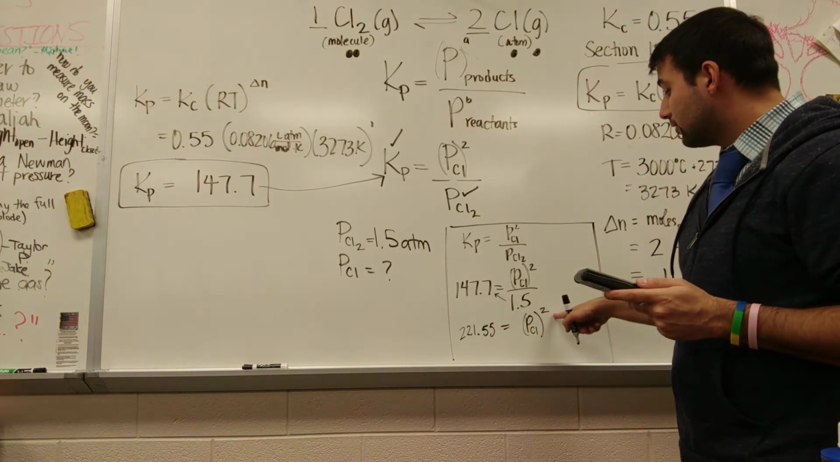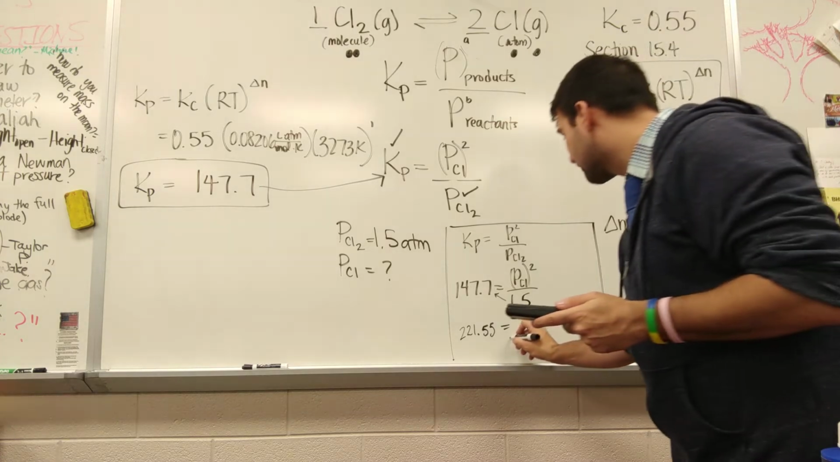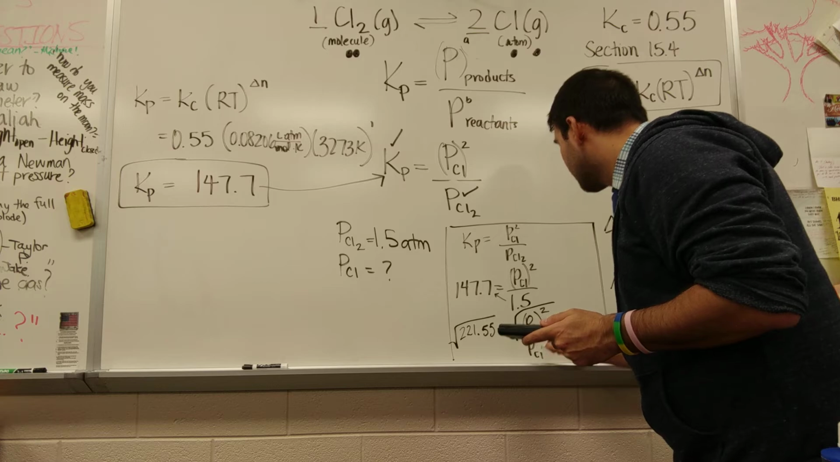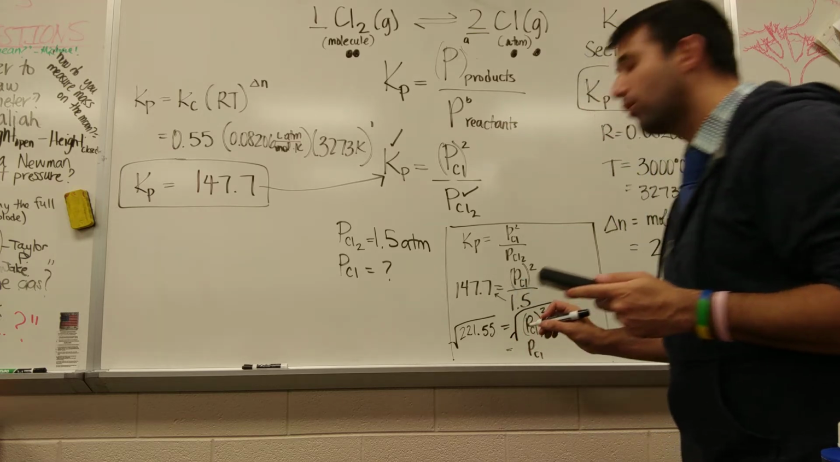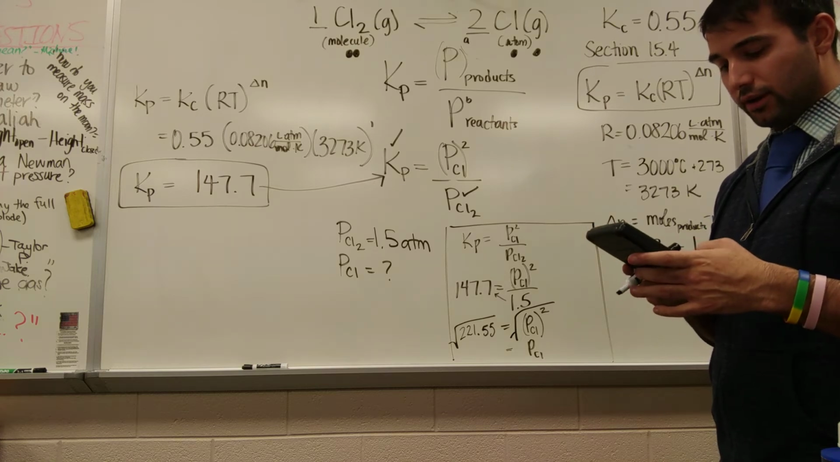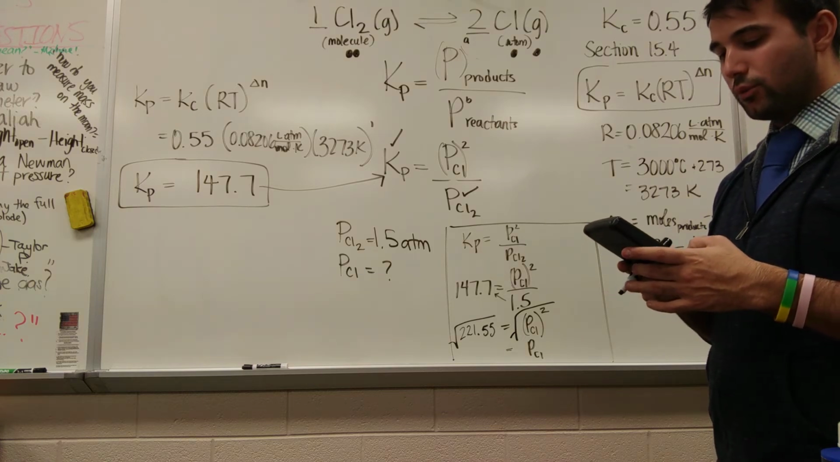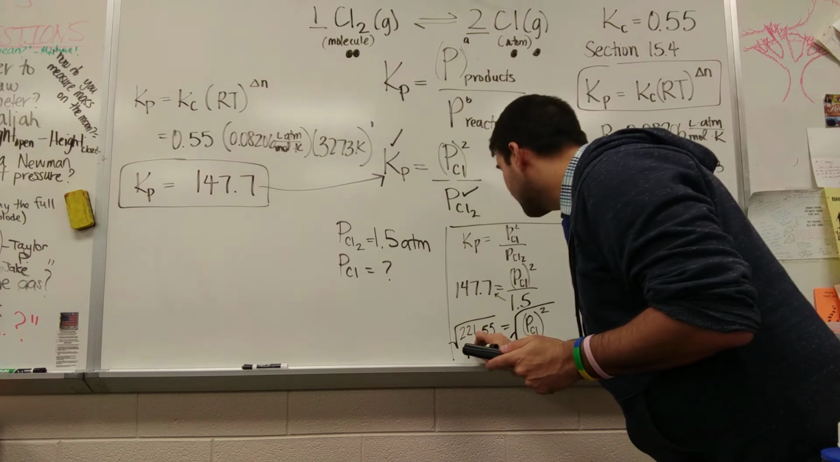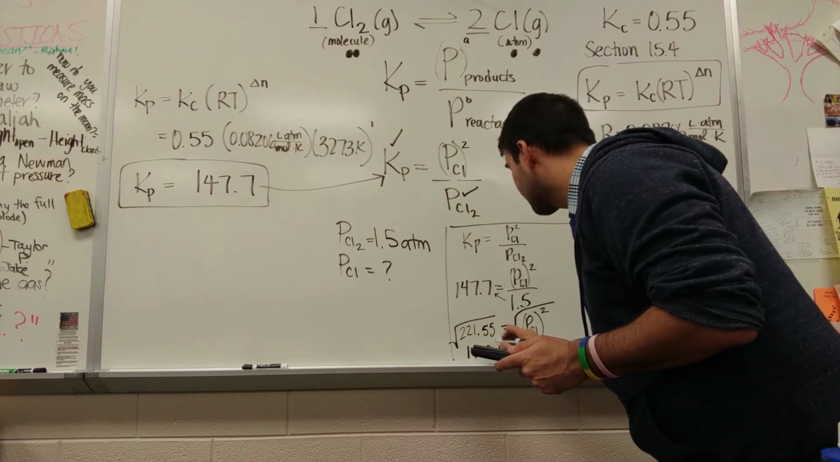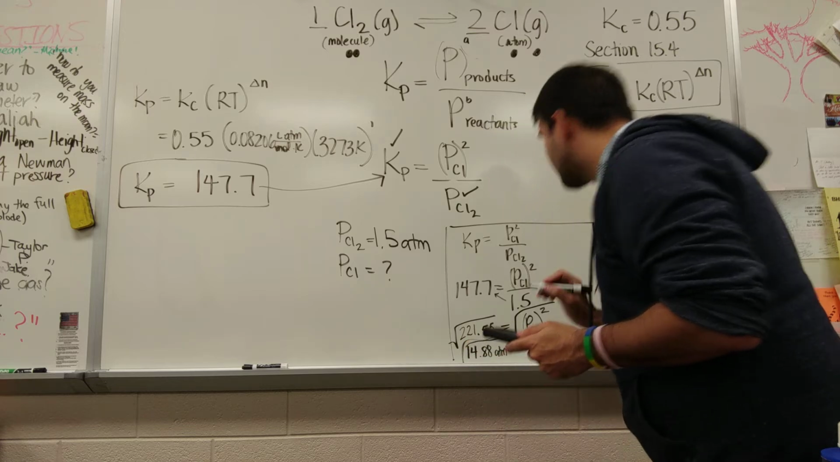And now if I want to solve for PCl, I have to do the opposite of squaring, which is getting the square root of both sides. So my partial pressure of my chlorine atoms will be the square root of 221.55, which is equal to 14.88 atmospheres. And that should be my answer.